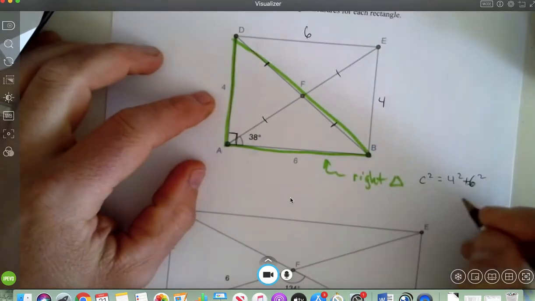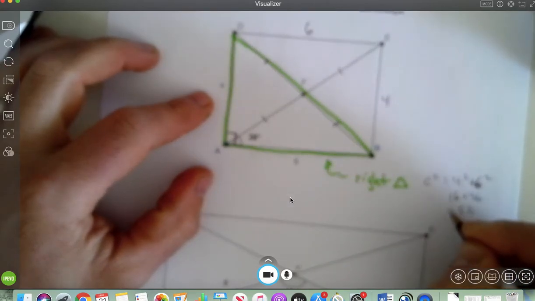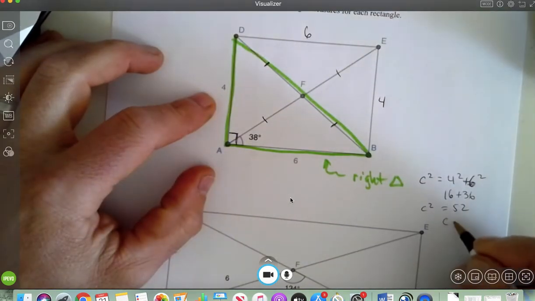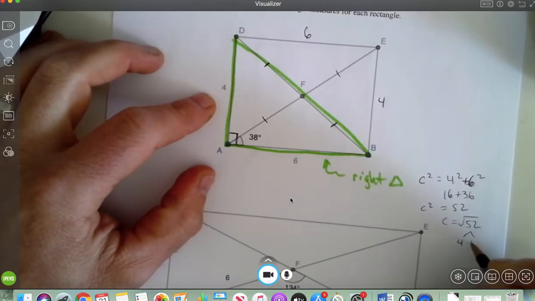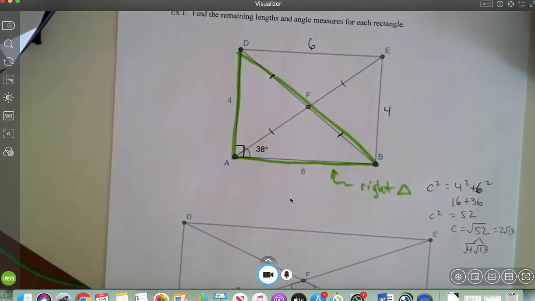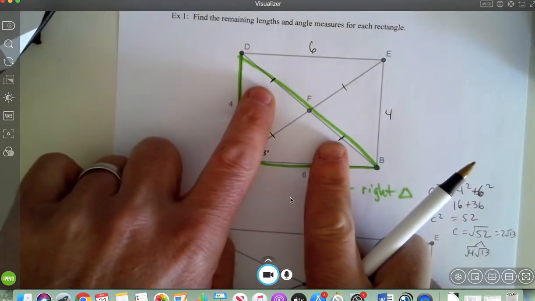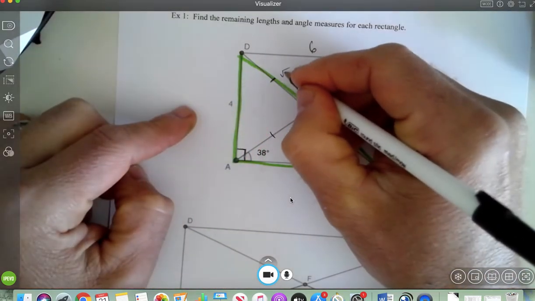So it's going to be 16 plus 36, that's 52. If I reduce the square root of 52, the factors of 52 are 4 and 13. So it's going to be 2 root 13. So this entire length right here is 2 root 13. Now, remember, it's cut in half. If I cut that in half, that's going to be root 13 and root 13.